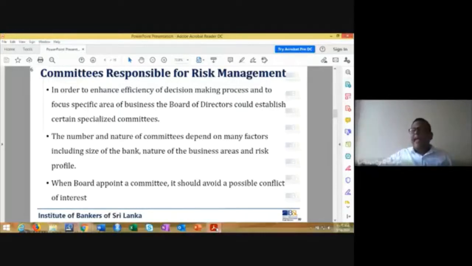But the bank's overall interest is purchasing the software of the same quality at a lower price. So here the director's personal interest contradicts the bank's overall interest. The bank's interest is purchasing a good quality product at a lower price, but the director's personal interest, not as a bank director, is selling the product at a higher price to earn more money. So when a bank appoints a committee, it should avoid a possible conflict of interest situation.